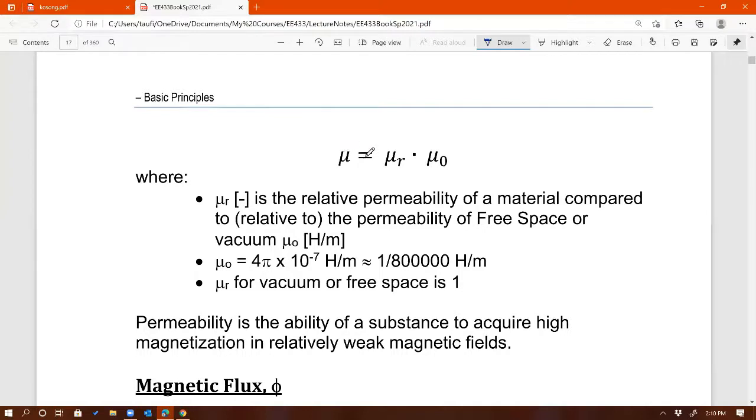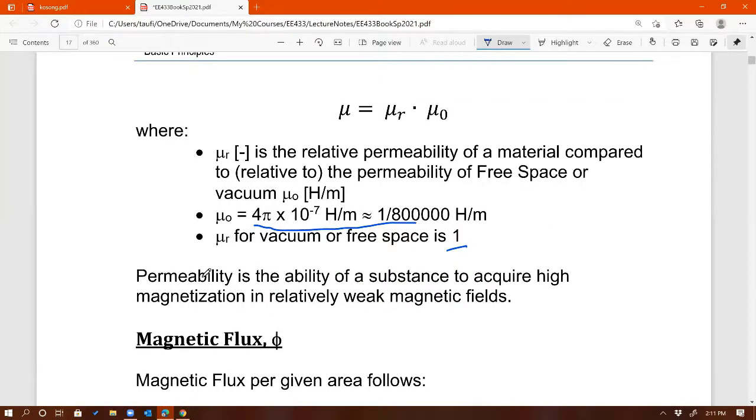Mu, permeability, can be broken down into two terms, mu r and mu naught. So we can represent mu as a number relative to the permeability of vacuum or free space. The permeability of free space is equal to, not 1, it's equal to 4 pi times 10 to the minus 7. If a material has the same permeability as free space or vacuum, then mu r will be equal to 1. And again, mu naught is a constant, 4 pi times 10 to the minus 7 henries per meter, or roughly 1 over 800,000 henries per meter.